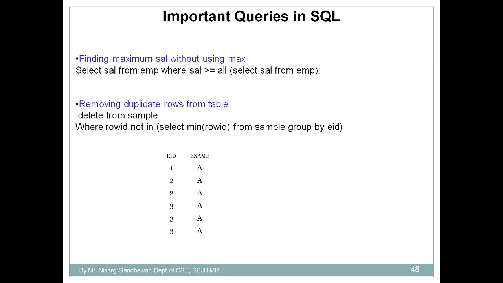But in that case the question can be twisted. They will ask you to find the maximum salary of an employee but without using the max function. Max is an aggregate function. You don't have to use the aggregate function max in order to find the maximum salary. So in that case how can you write a query?